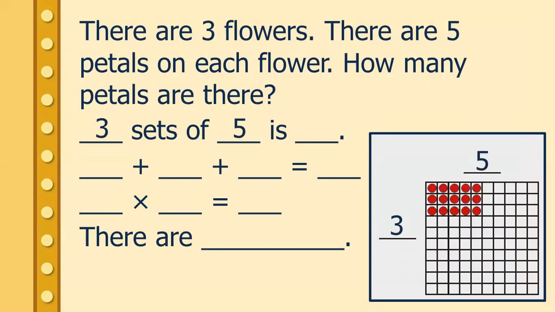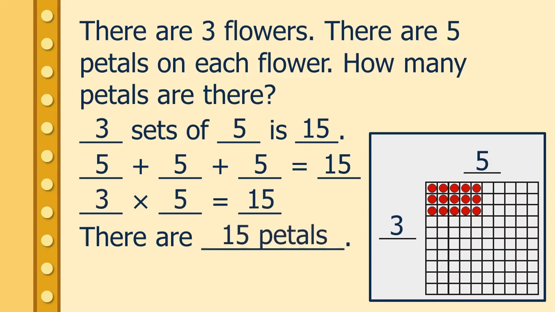And here it's going to give us our little dots to show us what we're doing, to show us our 3 flowers with 5 petals each on them. And we can see that we're going to get 15. That's the same as saying 5 plus 5 plus 5 equals 15. 3 times 5 equals 15. So we've written this 4 different ways right here. So 3 sets of 3 flowers with 5 petals each equals 15 petals total.